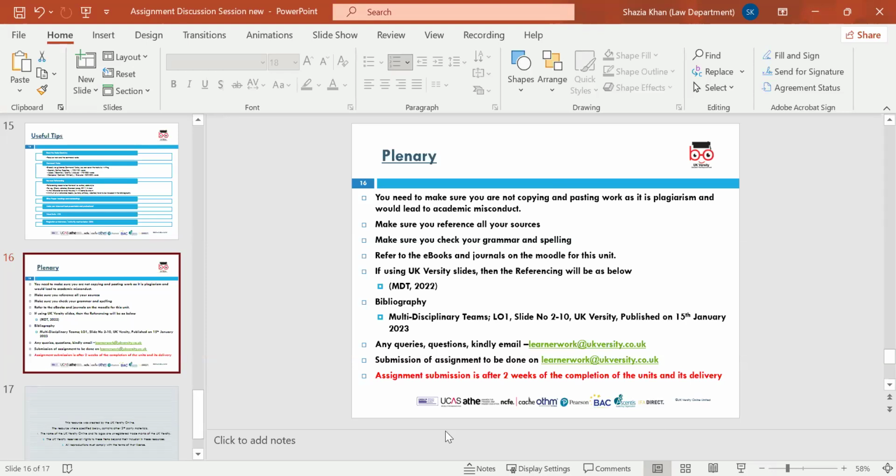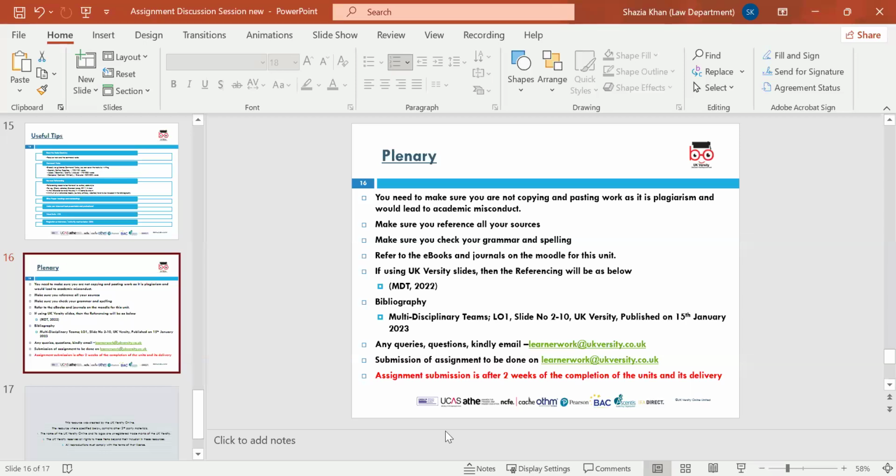And if you're using any UK Varsity slides, which are learning outcome 1 and 2, then the reference will be as below. In the main text, you'd put MDT 2022, and then in the bibliography, you would put multidisciplinary teams, learning outcome 1, slides 2 to 10, UK Varsity, published on 15th of January 2023. So you need to make sure you are referencing them properly.